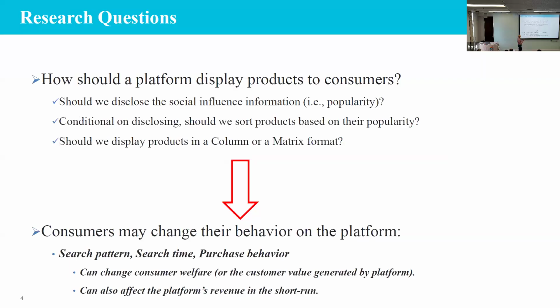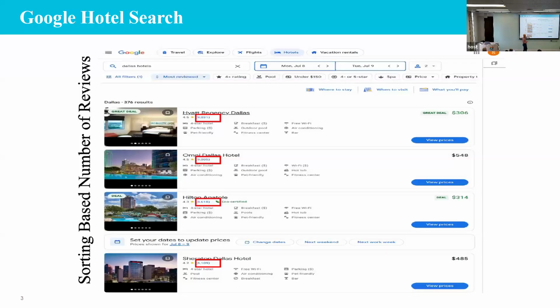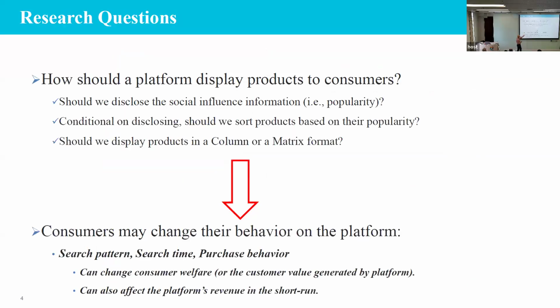And there are also questions about, look at this example. This is what we call matrix format when you display the products. And this is a column format. So there are different ways you can play around, right? As a platform, how do you want to show the products to people? Is it a matrix or column format? And when you display the products, do you want to sort them by popularity or not? Although more commonly than not, when you look at the products being displayed along with the popularity information, oftentimes the products that rank high are the ones that are the most popular.